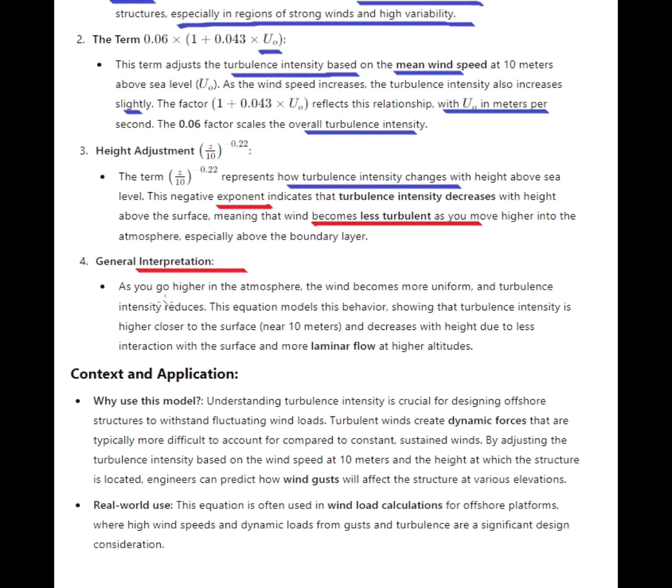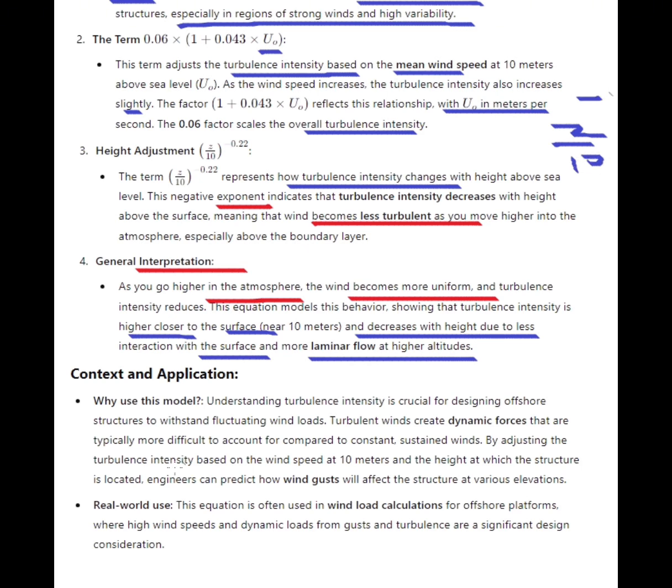General interpretation: as you go higher up in the atmosphere, the wind becomes more uniform and turbulence intensity reduces. This equation models that behavior, showing that turbulence intensity is higher closer to the surface, that is near 10 meters, and decreases with height due to less interaction with the surface and more laminar flow at higher altitudes. If you go higher and higher, it's more laminar flow. That's why the turbulence intensity reduces, and that's why this height adjustment factor, z by 10 to the power minus 0.22, is there.